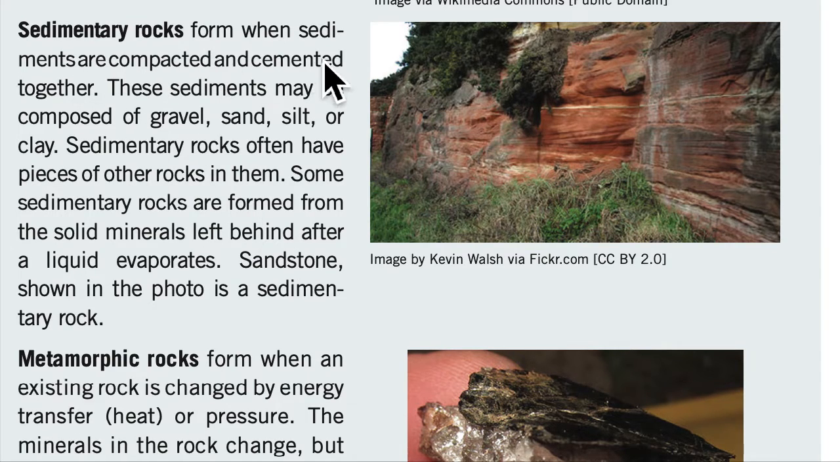Sedimentary rocks form when sediments are compacted and cemented together. These sediments may be composed of gravel, sand, silt, or clay. Sedimentary rocks often have pieces of other rocks in them. Some sedimentary rocks are formed from the solid minerals left behind after a liquid evaporates. Sandstone, shown in the photo, is a sedimentary rock.